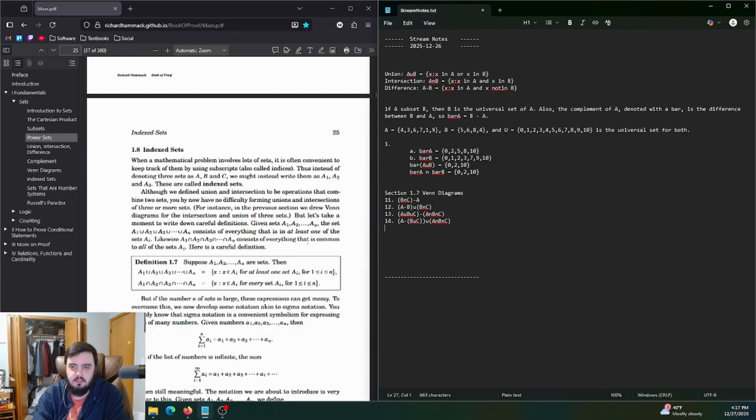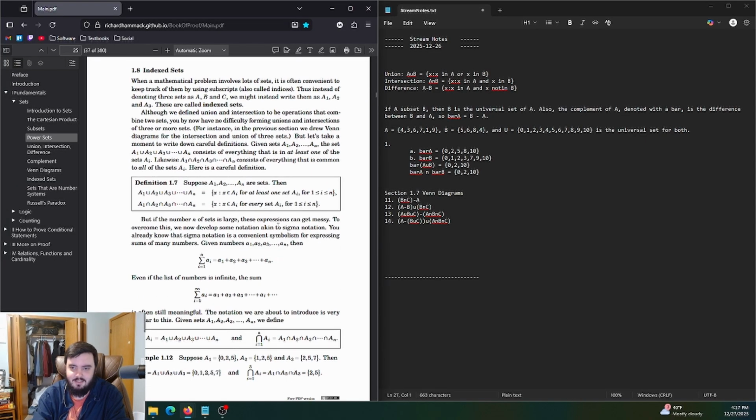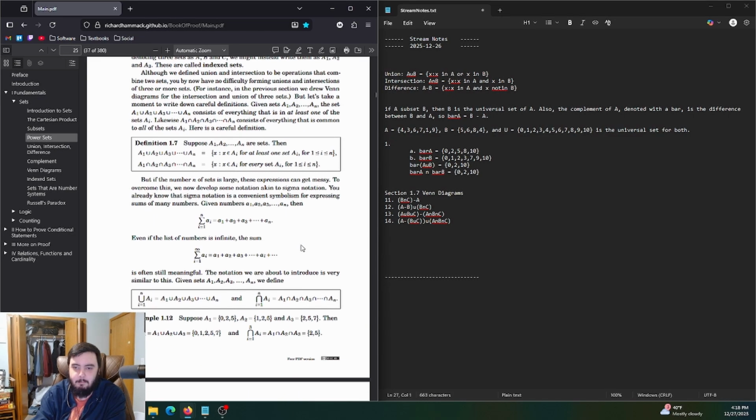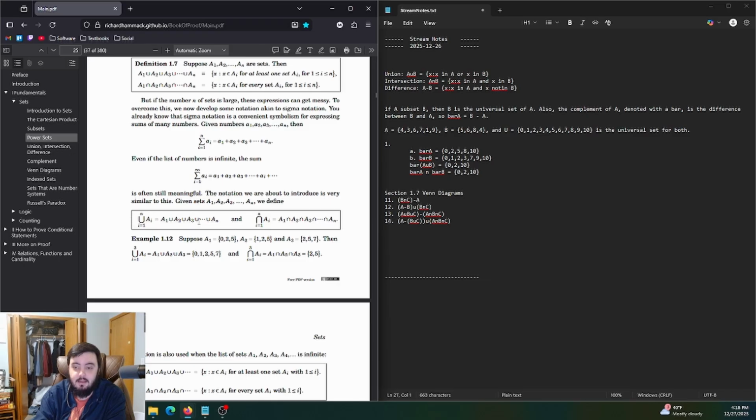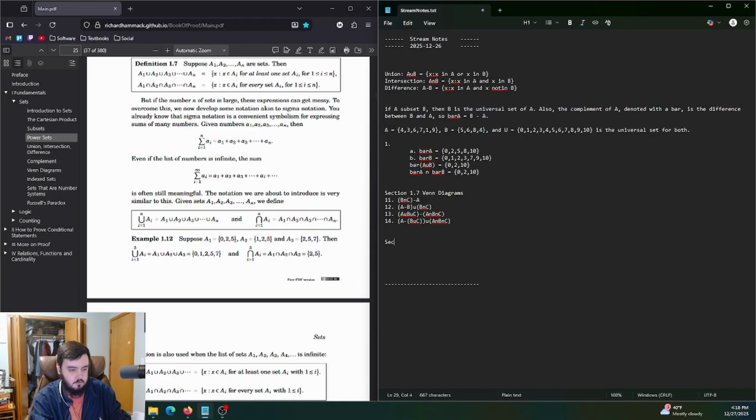Index set. When math involves lots of sets, it is often convenient to keep track of them by using subscripts. Wow. What? Does that really require a whole section? It's funny, but it's worth saying, you never want to assume people know something and then they don't. Yeah, the big union and the big intersection. I actually forgot about this. That's pretty good. We'll just write that down.